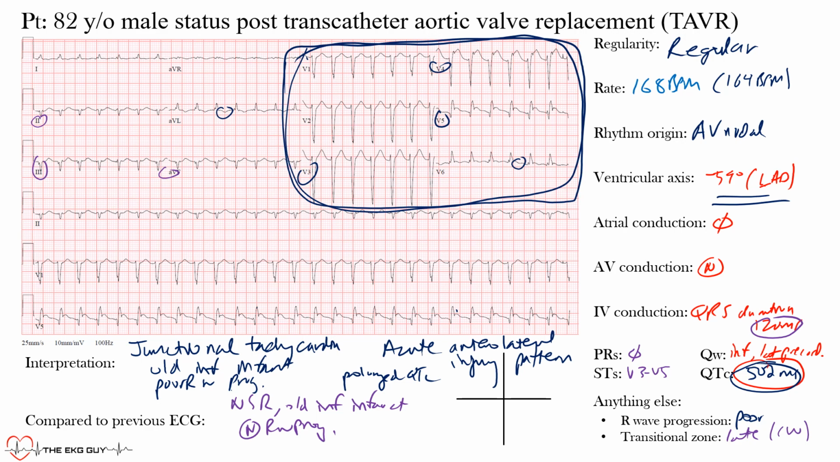But the final interpretation: junctional tachycardia, an old inferior infarct that was there previously, poor R-wave progression, prolonged QTc interval, and this acute injury pattern in the anterolateral portion of the heart, likely fed by the left main coronary artery, by the LAD and the left circumflex.